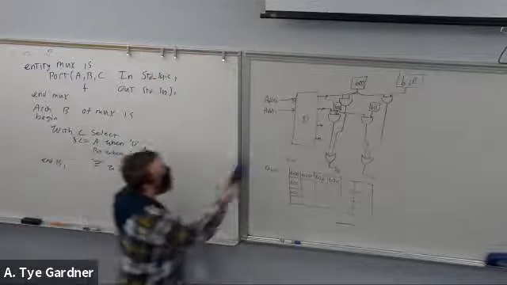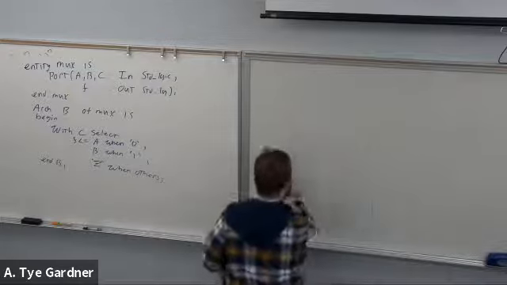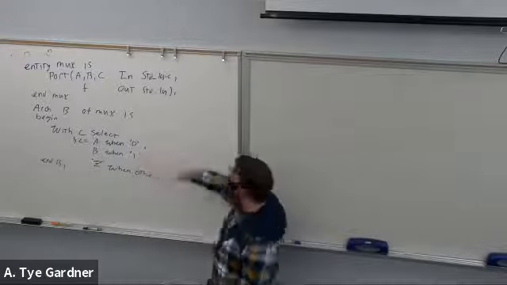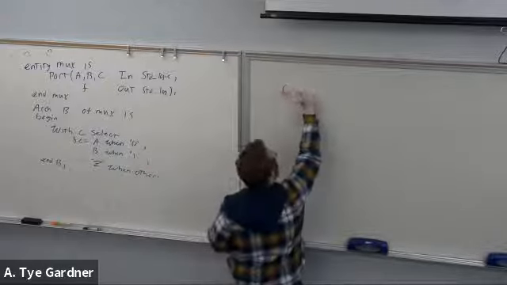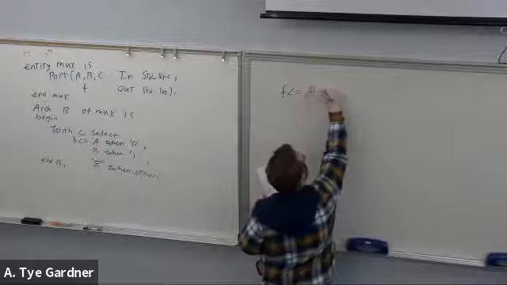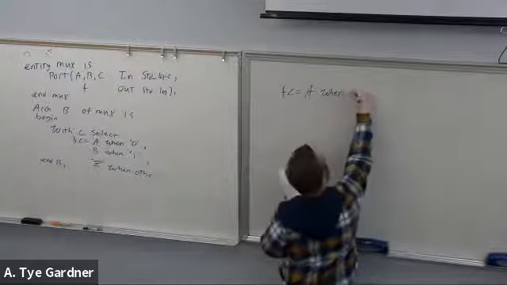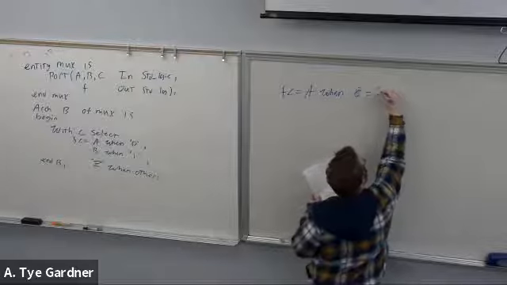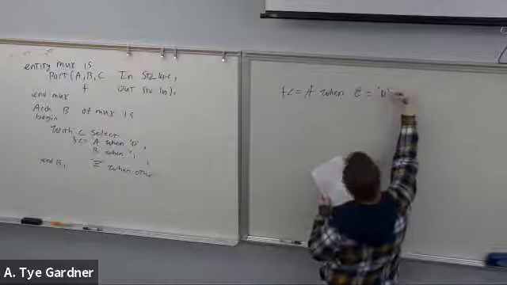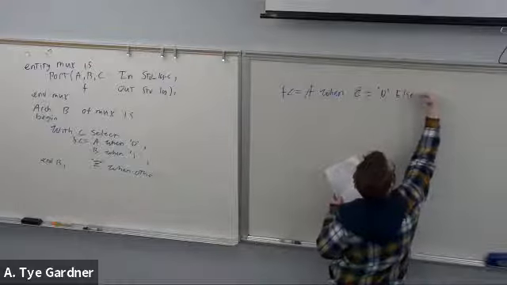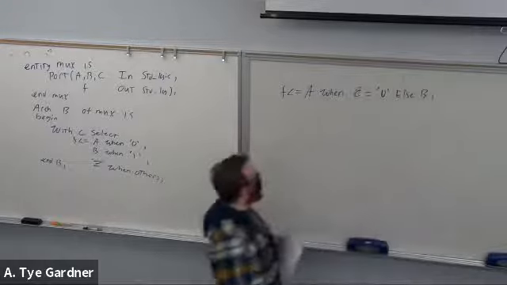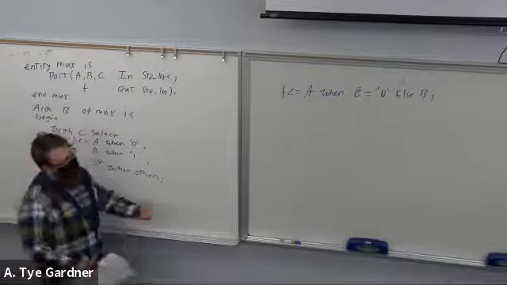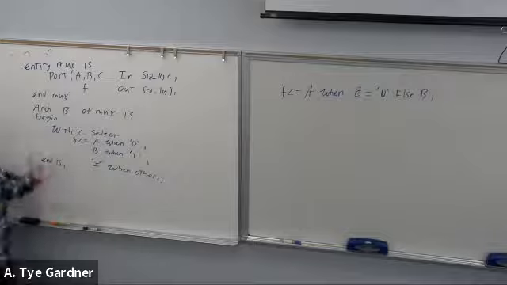Alternatively, we could replace this statement with the following. So this is just what we call a conditional assignment. This is just saying F is A when C is 0, otherwise B.